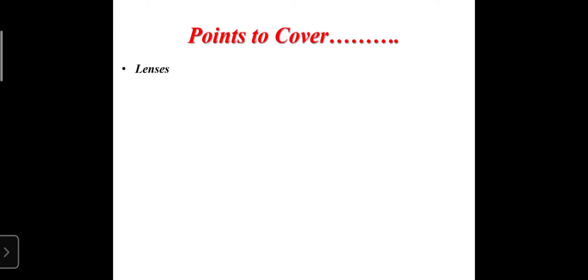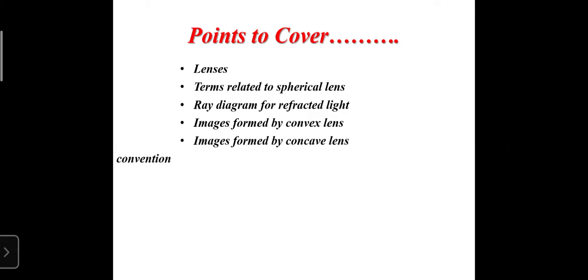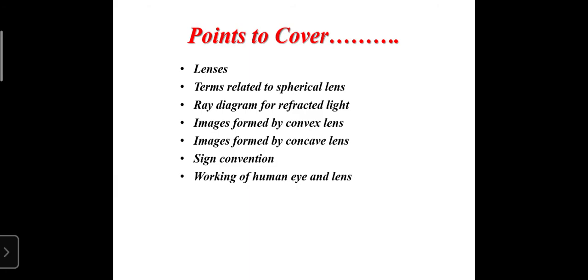Today we are going to cover lenses, terms related to spherical lenses, and ray diagrams. Then we will see the images formed by convex lens and concave lens, and sign conventions, that is Cartesian sign conventions. Then we will see the working of the human eye and lens, the defects of vision and their correction, and then the uses of lenses.